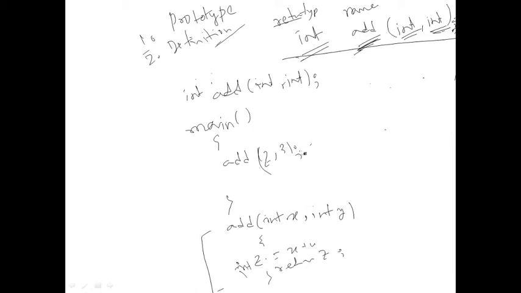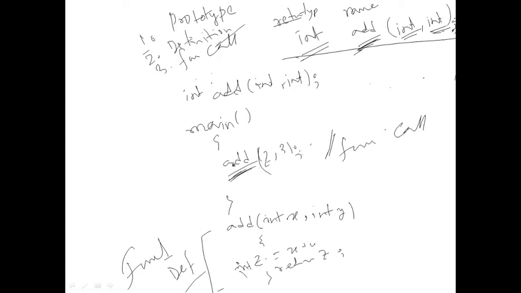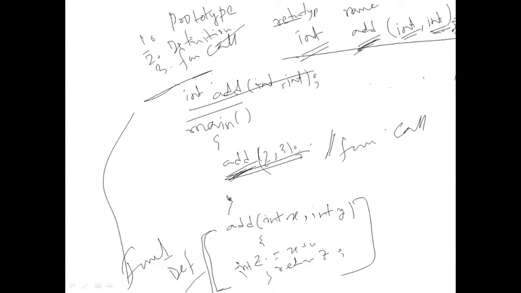This is called the function definition, and this part is called the function call. So this is the third, the function call. When you are calling the function, this is the calling function, and this part is the called function, and this is called the prototype when you mention this. So this is a correct program, from this point to this.